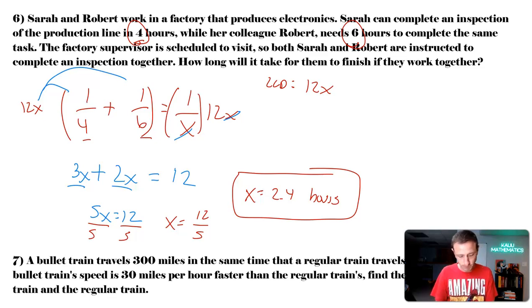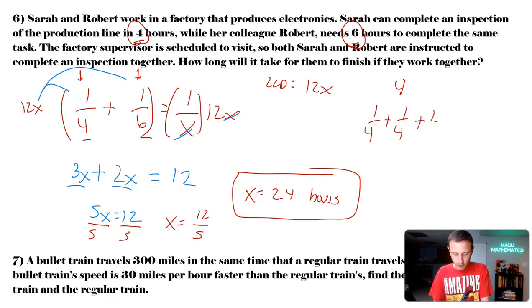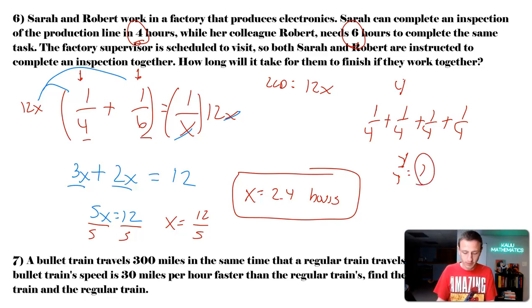Sounds good. So again, we're thinking in terms of parts of the job. In 1 hour, she'll get a fourth of the task done. In 1 hour, he gets a sixth of the task done. Because if you think of it, if she takes 4 hours, in 1 hour she completes a fourth. 2 hours, she completes another fourth. 3 hours, she completes another fourth. And then the 4th hour, she completes all of it. So for all those add up, 4 over 4, 100% of the task is done. So just trying to think logically there.